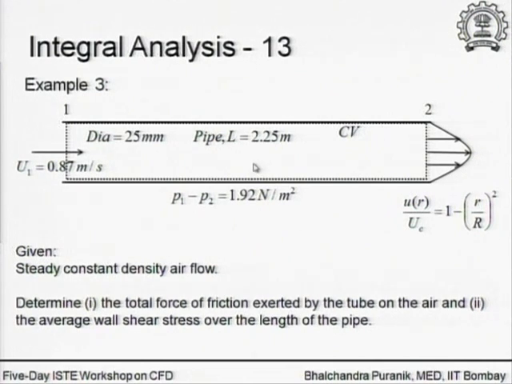And what you have to determine is the total force of friction exerted by the tube on the air, and second, the average wall shear stress over the length of the pipe. So the way I have drawn the control volume is basically just inside the pipe. You can say that it is hugging the inner surface of the pipe. So now let's see what needs to be done when it comes to the solution.